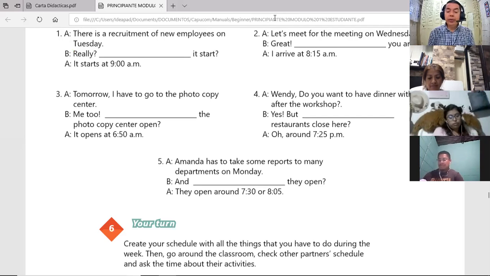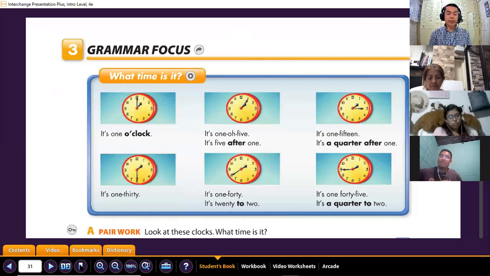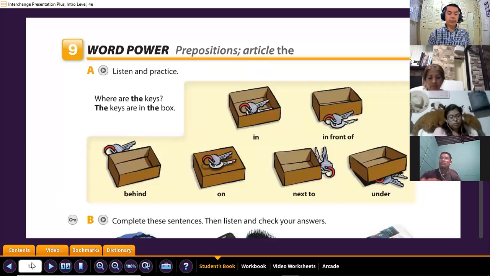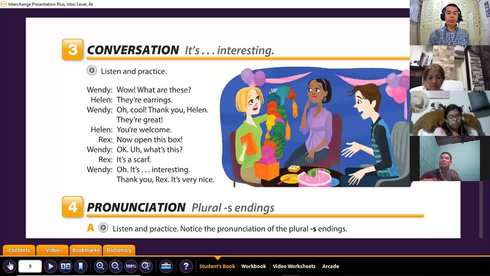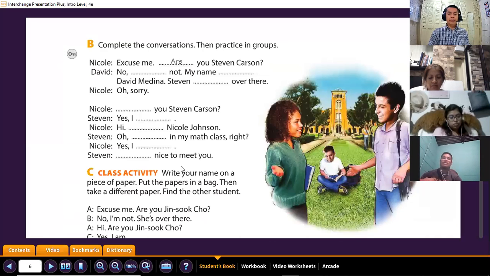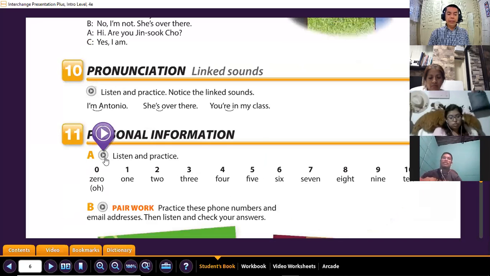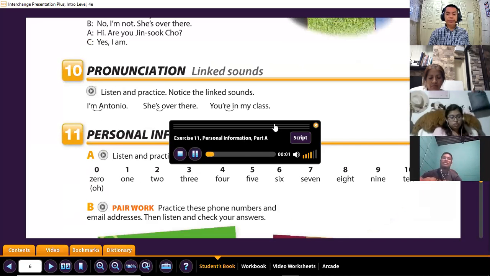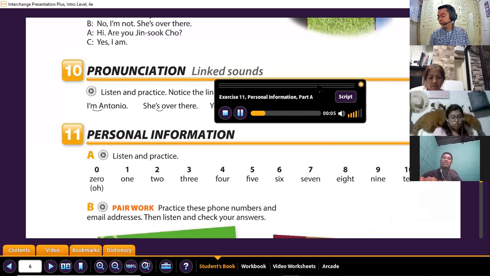Okay, class, now let's review the numbers, right? Vamos a repasar los números. Yes. You see? Give me a second. The numbers, right? Okay, listen, please. Page 6, Exercise 11, Personal Information. Part A, Listen and Practice.